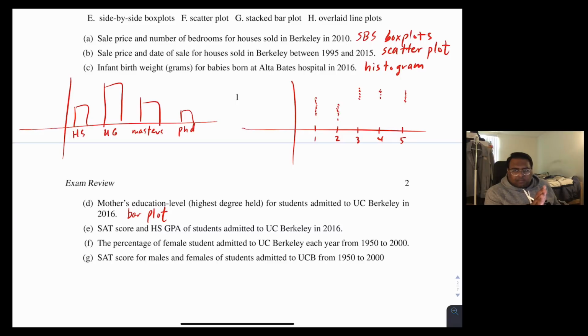Might have accidentally said box plot. I meant bar plot for this one. Okay. E, SAT score and high school GPA of students admitted to Berkeley in 2016. Again, this one's a scatter plot because we have two continuous numerical quantities. For example, the x-axis could be SAT score, y-axis could be high school GPA or something. So that could be scatter plot.